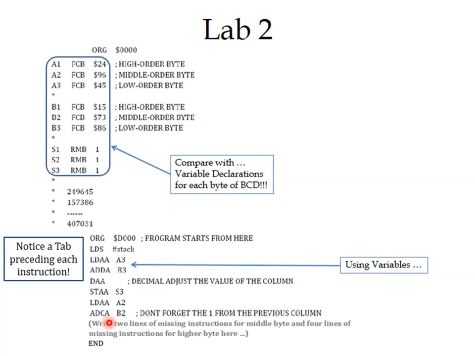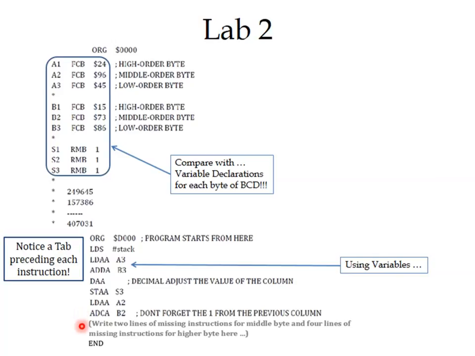Why is that? Because we want to take care of the carry if we had any in the previous column, right? Starting from the second byte, we always do it. So once you do it, you have to do the decimal adjust and store the result. Every time you write 4 lines, right? You write 4 lines for the lower byte, you write another 4 lines for the middle byte, you write another 4 lines for the higher byte.